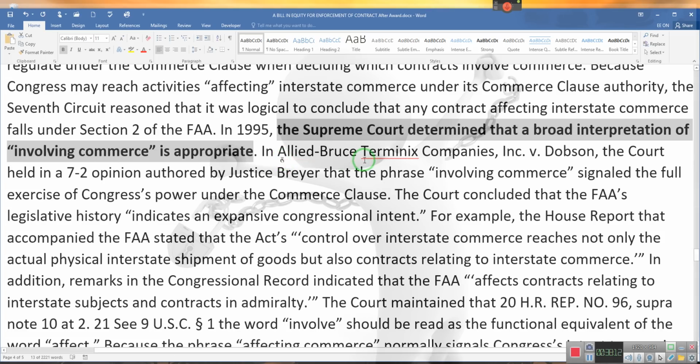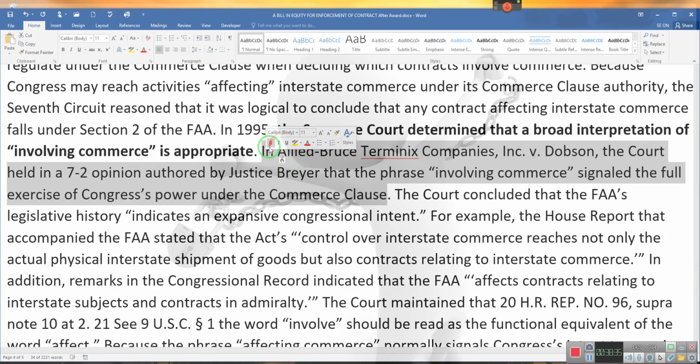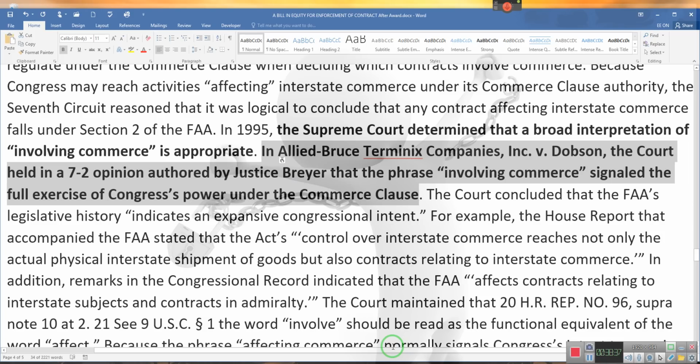In Allied-Bruce Terminix Companies, Incorporated versus Dobson, the court held in a 7-2 opinion authored by Justice Breyer that the phrase involving commerce signaled the full exercise of the power of Congress under the Commerce Clause. Ladies and gentlemen, this is what we want. Why? Because this lets you know that if the contract involves commerce, it involves the Federal Arbitration Act, and every state law that deals with arbitration, including the court rules, must yield to the Federal Arbitration Act. That's what the Supreme Court said.